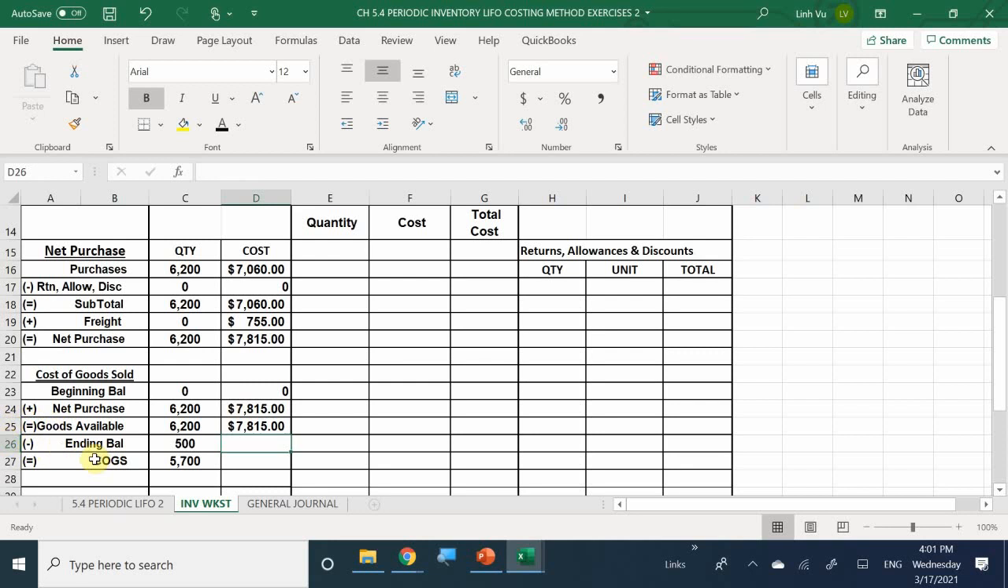If I subtract my ending inventory, that should give me my cost of goods sold. So goods available, subtract ending inventory, should equal my cost of goods sold. That's exactly what I did. I took my 6,200, subtracted 500, to get a grand total of 5,700 items sold.